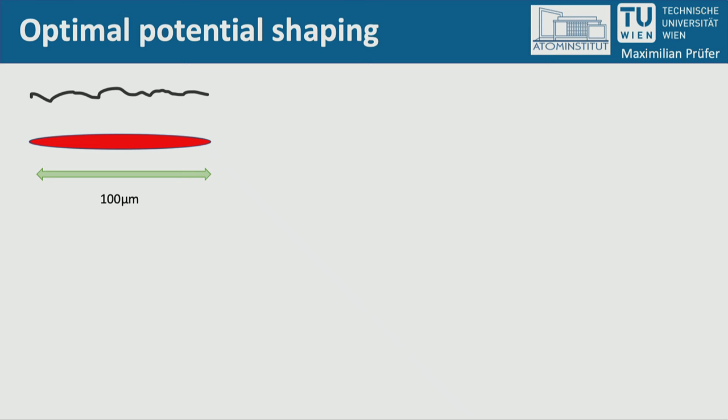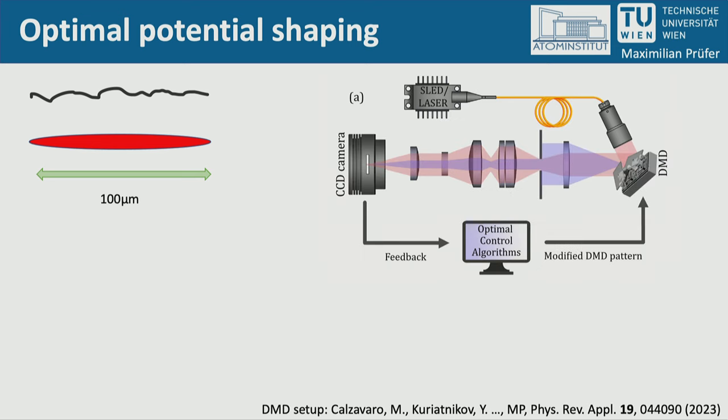Here you have your cloud of ultra-cold atoms, and what you can do additionally to the magnetic fields is shine in light fields from the side, and with this create optical dipole potentials to compensate for the harmonic confinement. And this was the setup we came up with.